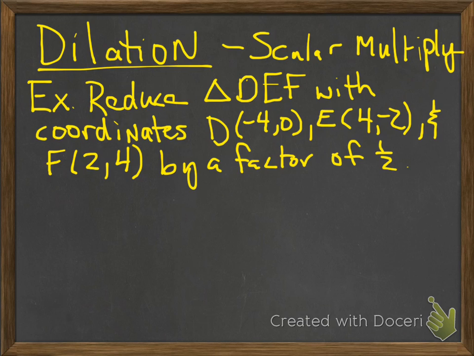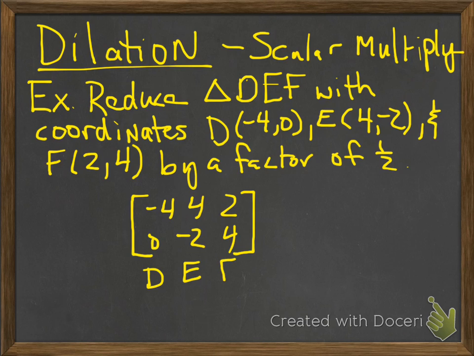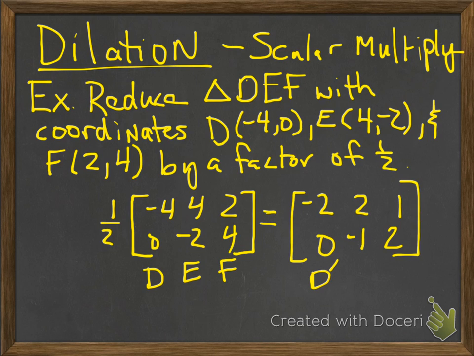Take D, E, and F, change them to a matrix: -4, 4, 2, 0, -2, 4. And you're going to multiply that by 1/2. -2, 2, 1, 0, -1, 2 will give me D prime, E prime, F prime. So all I did was multiply. Every single number was multiplied by 1/2. Okay? So think of it like distributive properties. Multiply by 1/2, every single number.